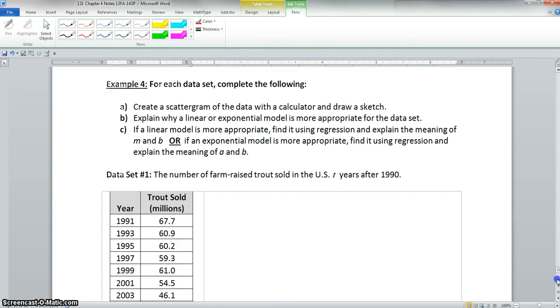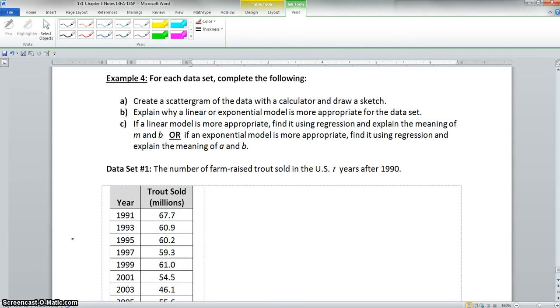Now we scroll here to page 26. It says example 4, for each data set, complete the following. A, create a scattergram of the data with the calculator and draw a sketch. B, explain why a linear or exponential model is more accurate for the data set. And C, if a linear model is more appropriate, find it using regression and explain the meaning of m and b. Or if an exponential model is more appropriate, find it using regression and explain the meaning of a and b.